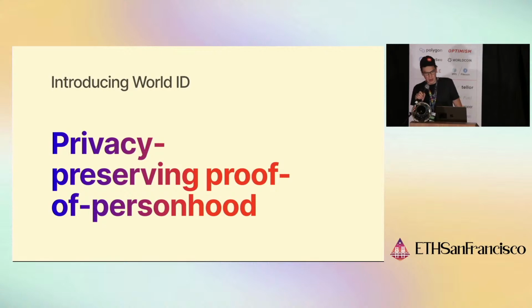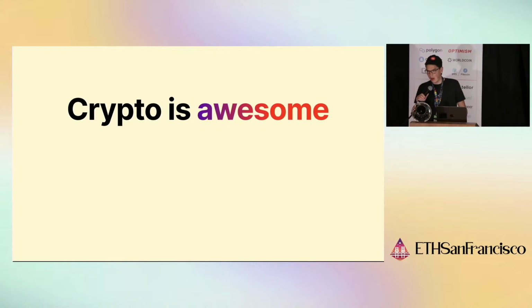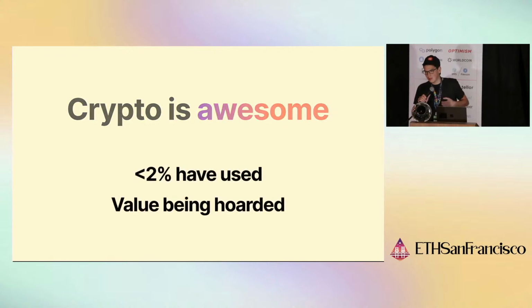Today we're going to talk about World ID. World ID is a privacy-preserving proof of personhood protocol. What that means is it enables you to prove someone is a human doing something only once without revealing any personal information. The way we started is, crypto is obviously awesome. That's why we're all here. But the value is being captured by only around 2% of the population. So what we wanted to do is bring it to more people in the world.